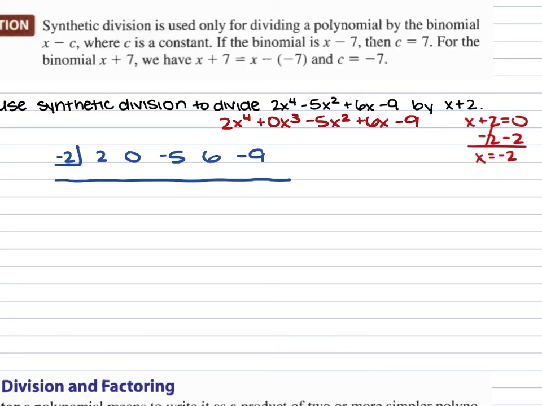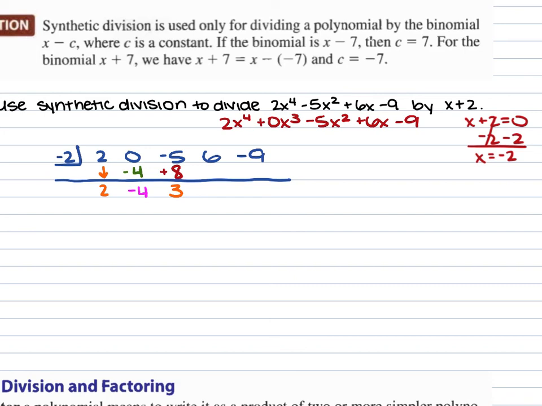The first number that you see to the right of that box that negative 2 is in, it drops down. From here, you're going to multiply that number with the number in the box. So 2 times negative 2 is negative 4. It goes underneath your next coefficient, which is that 0. Combine the 0 with the negative 4. 0 minus 4 is negative 4. From here, multiply the negative 4 with the negative 2. Negative 4 times negative 2 is positive 8. Put it under the negative 5 and add it with the negative 5. 8 minus 5 gives us 3.